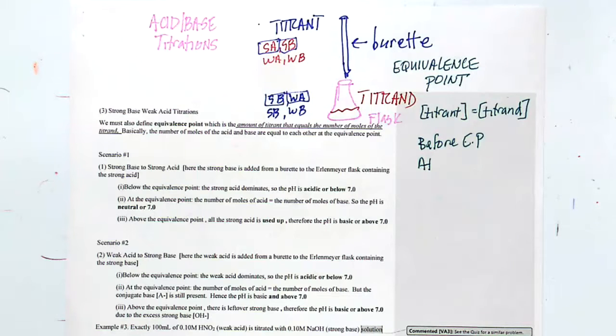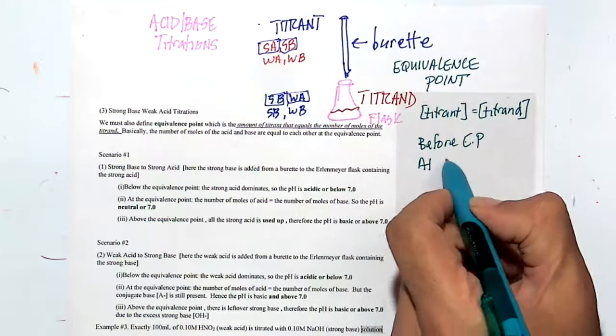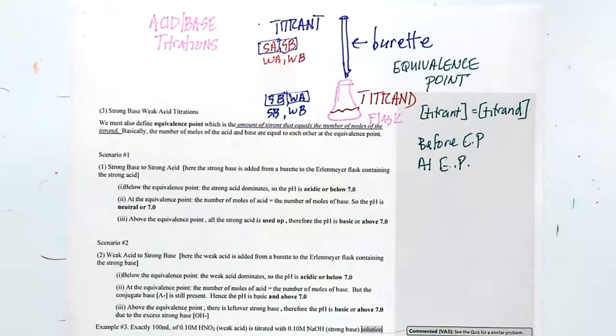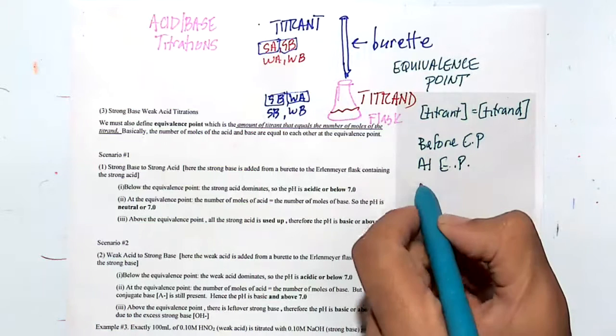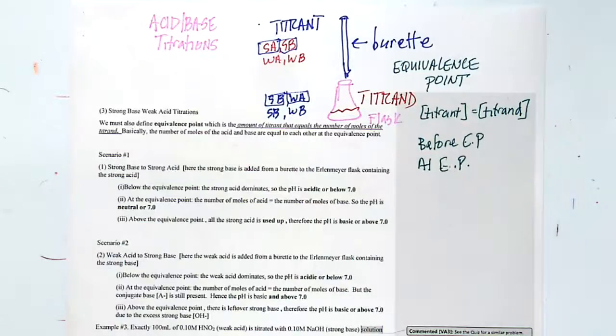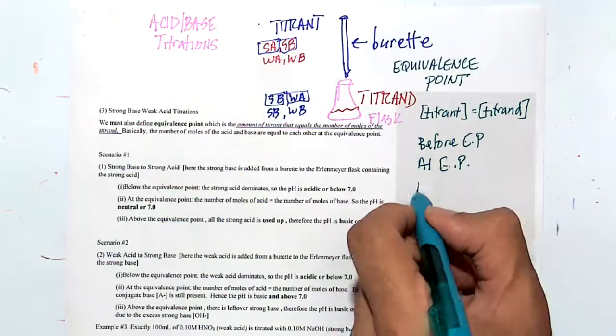You add one extra drop, you're after the equivalence point. So that's the tricky thing. That's why I was telling you guys this is more of an art than science, right? Okay. And then phase 3 is what you see here, after the equivalence point.